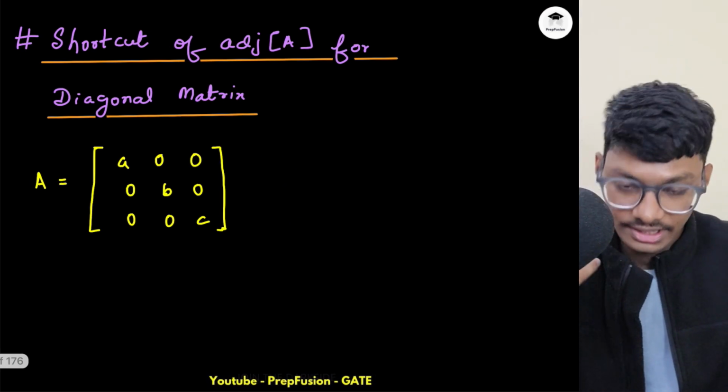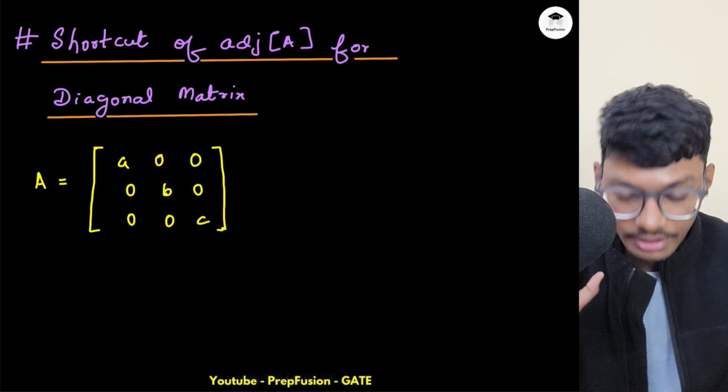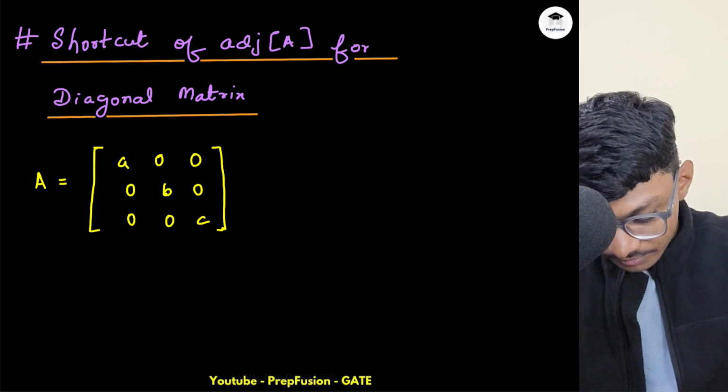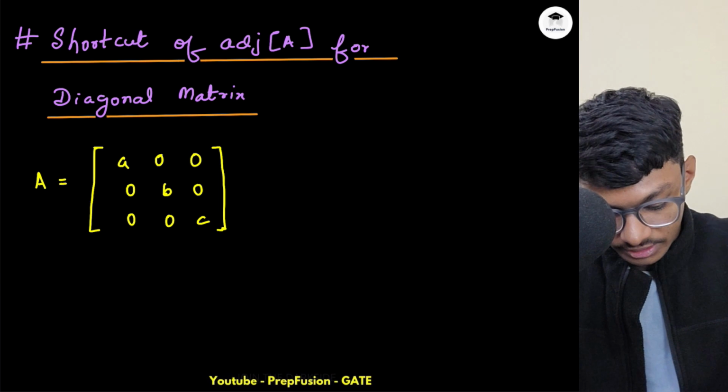So again, there is another shortcut for the adjoint of A of a diagonal matrix. So for a diagonal matrix, it is pretty simple. What is the shortcut? Basically, what will be the adjoint of A? It is the transpose of the cofactors.